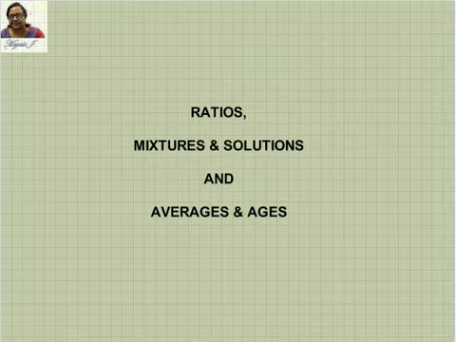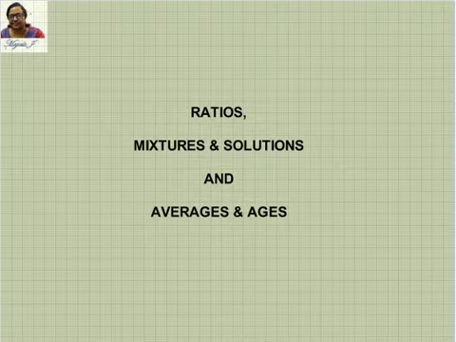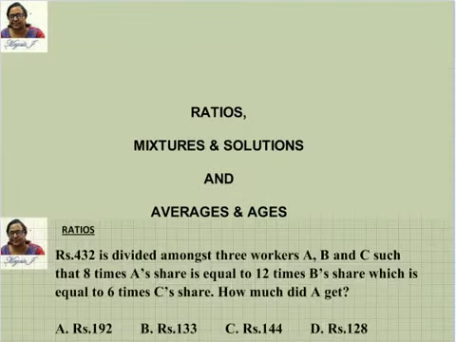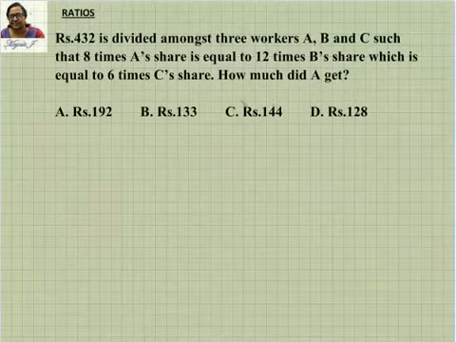The first class was about numbers, percentage, and profit and loss. The second one is now going to be ratios, mixture solutions, and averages and ages. With this, we'll be completing Unit 1. So the first problem is about the ratios.